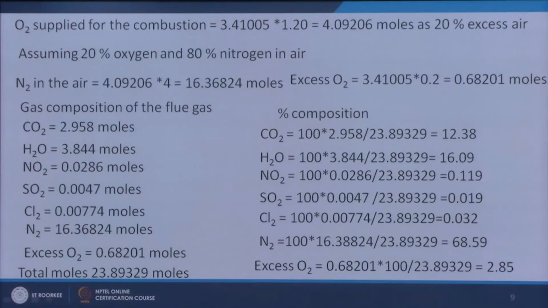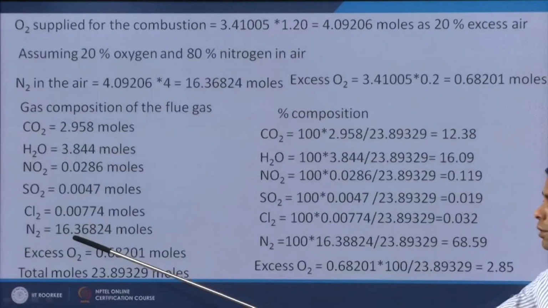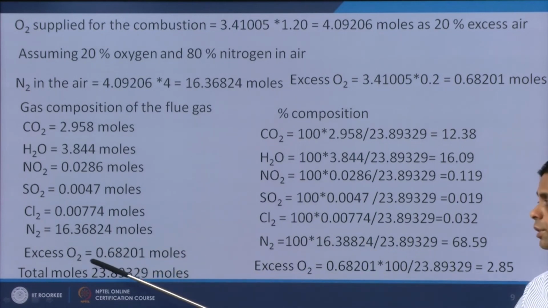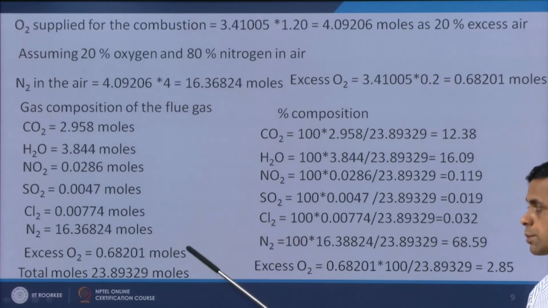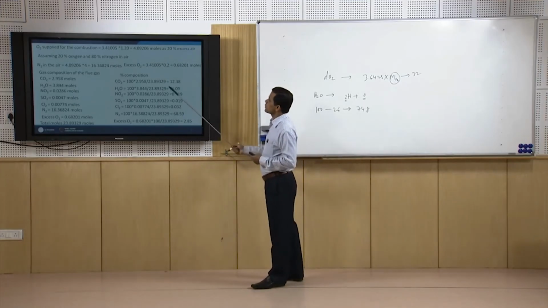And N2 is equal to how much? We are getting how much N2 is present in the air, so that is equal to 16.36824 moles, the total nitrogen present in it. And excess oxygen is also present: excess oxygen is equal to 0.68201 moles. So these are the total moles present in the flue gas, which is equal to 23.89329 moles. Now we can convert it in terms of percentage.